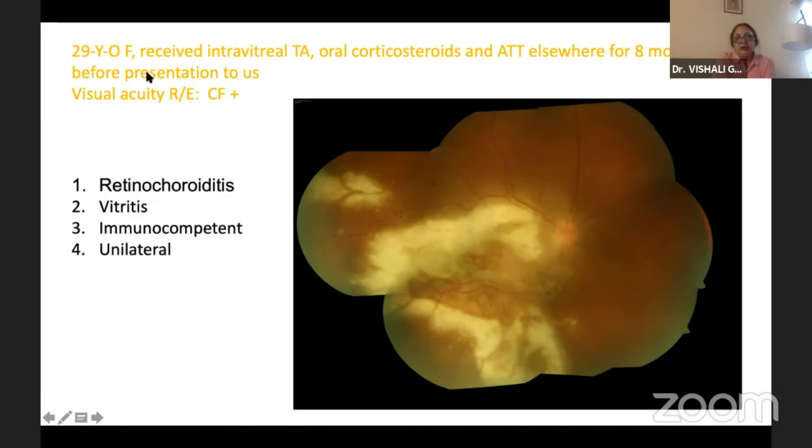This is a 29-year-old lady. She had received intravitreal triamcinolone, oral steroids, and ATT for almost 8 months. When she came to us, her visual acuity was counting fingers. Well, is it retinochoroiditis? Yes, this is retinochoroiditis. It's not choroiditis primarily. There was associated vitritis. It's an immune competent patient and it's a unilateral disease.